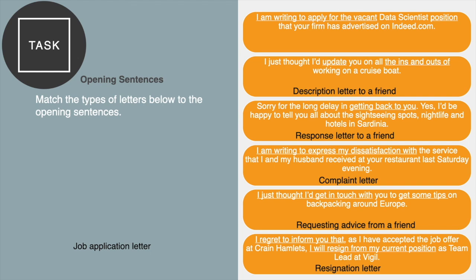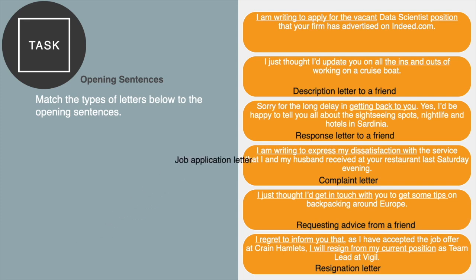Description letter to a friend. Now this is obviously conversational language, as the phrase ins and outs of something means to give details or characteristics or describe something. Furthermore, the verb update is defined as give current information.